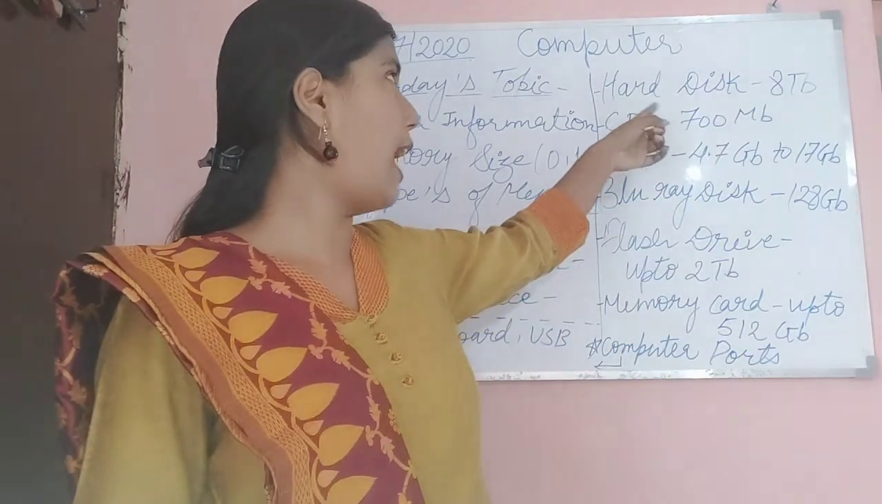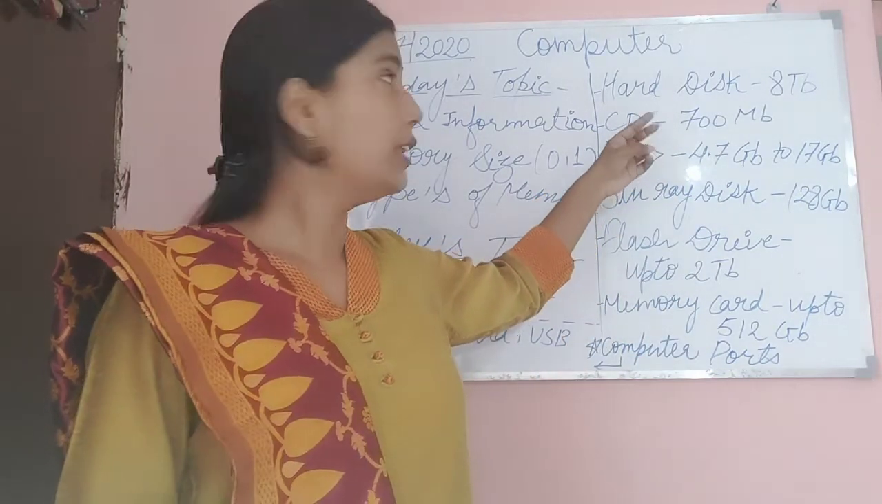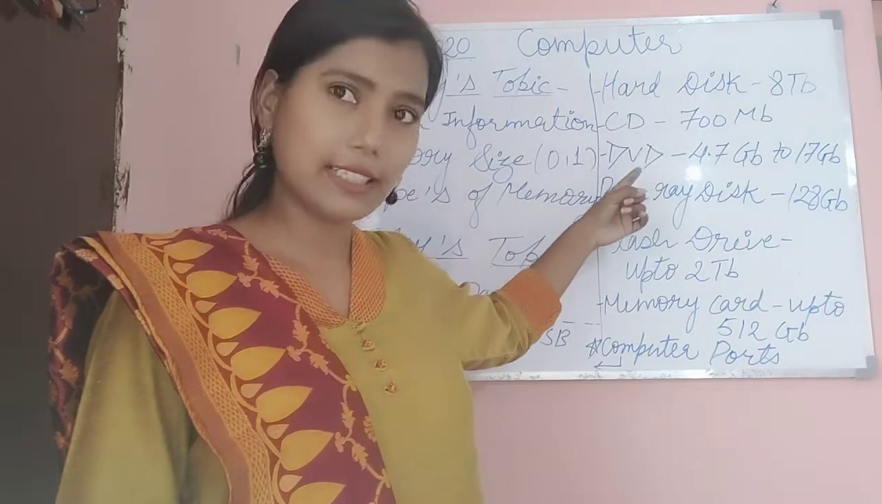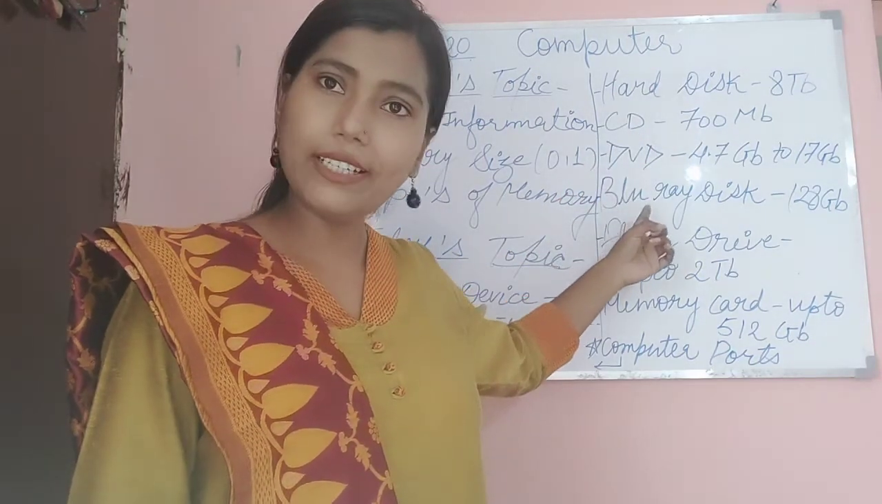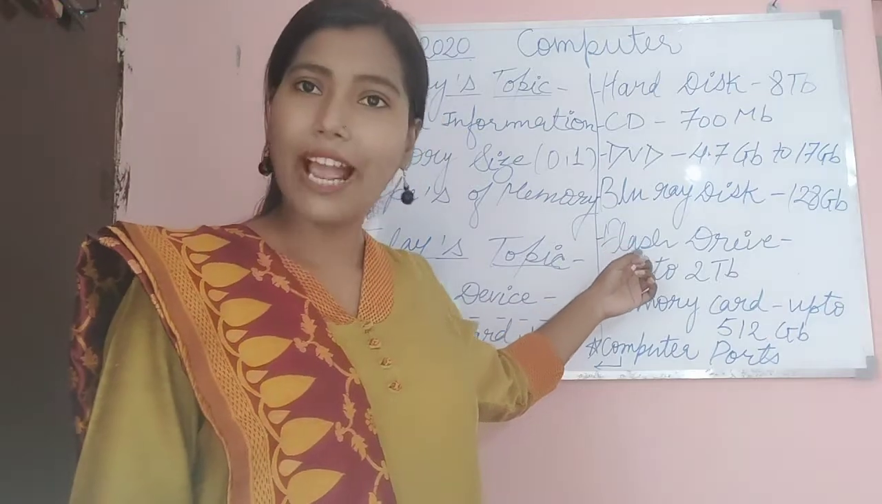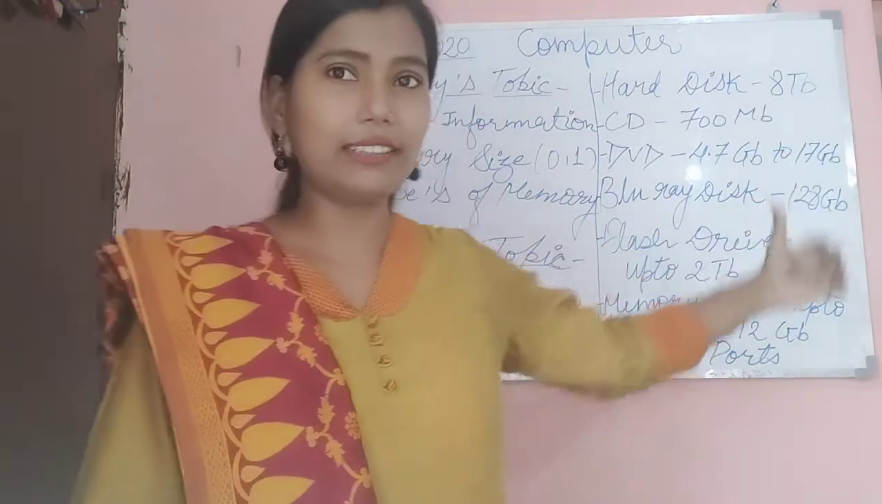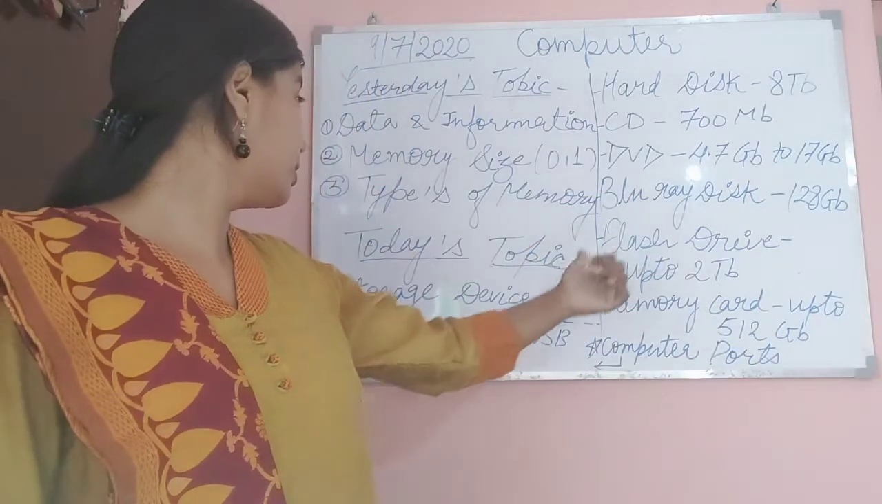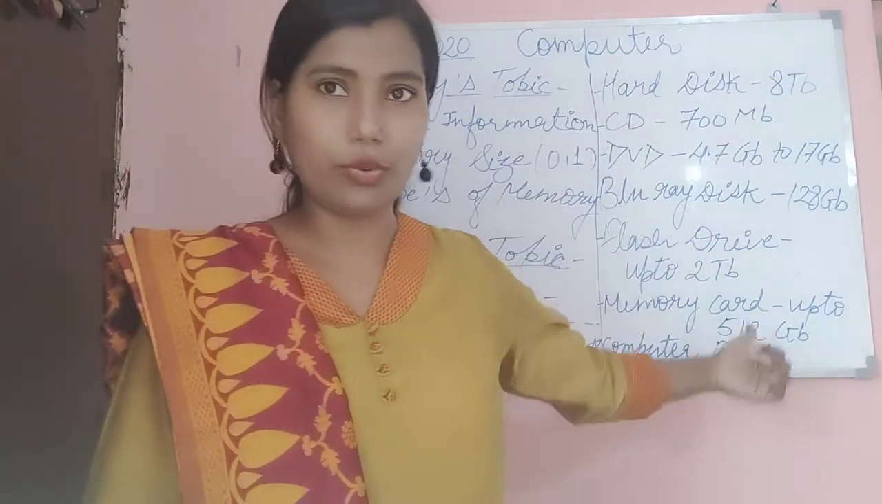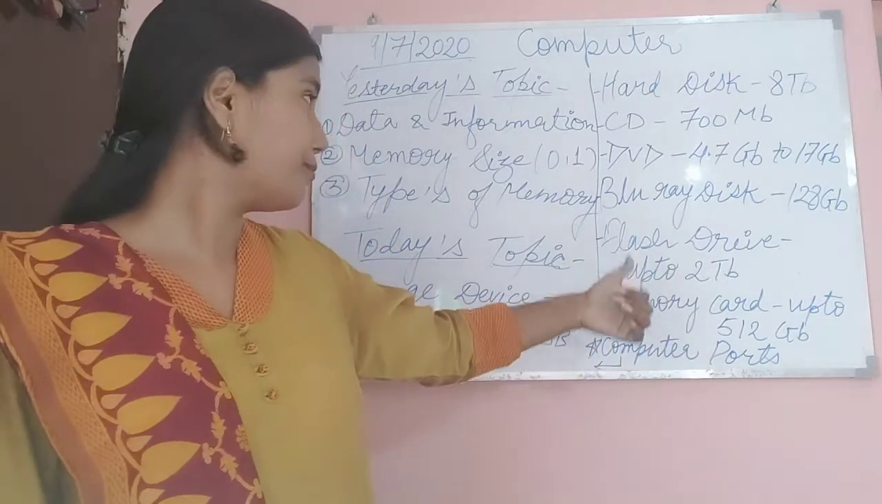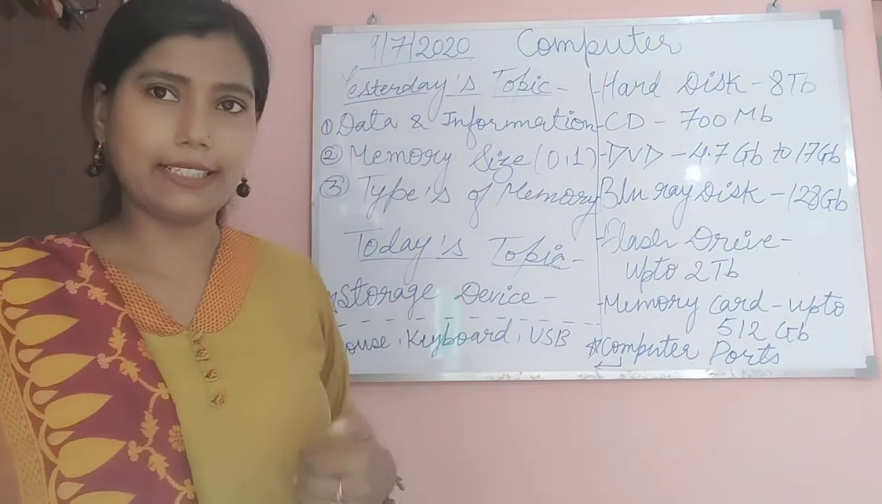The first one is the hard disk. Then we have the CD. The next is the DVD. Then we have the Blu-ray disc. Then we have the flash drive. Then we have the memory card. All these are the storage devices we have for storing data.